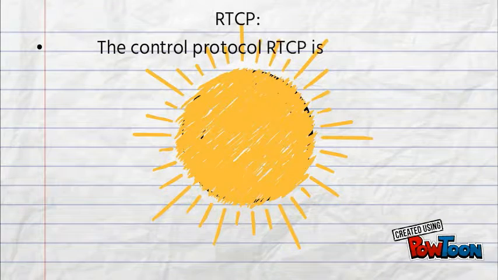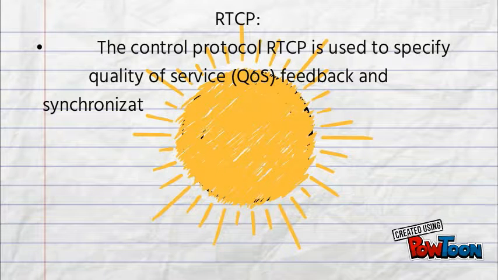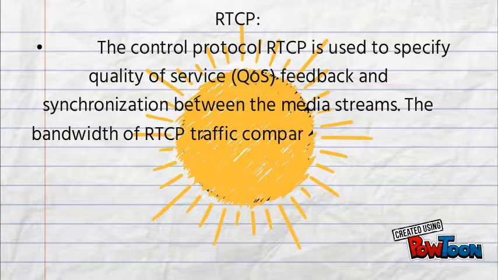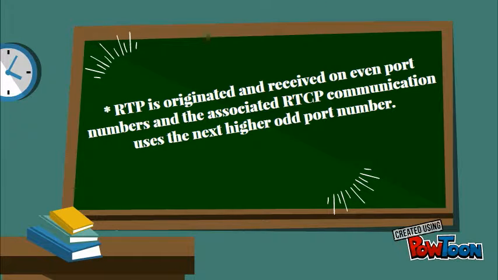RTCP. The control protocol RTCP is used to specify quality of service, QoS, feedback and synchronization between the media streams. The bandwidth of RTCP traffic compared to RTP is small, typically around 5%. RTP is originated and received on even port numbers and the associated RTCP communication uses the next higher odd port number.